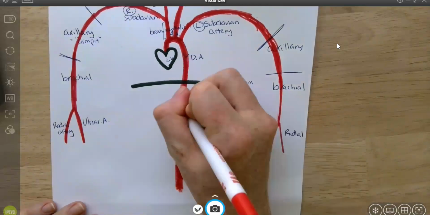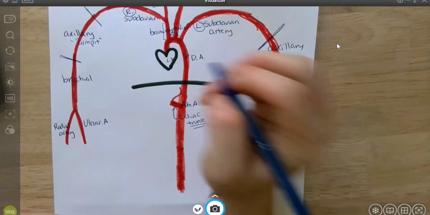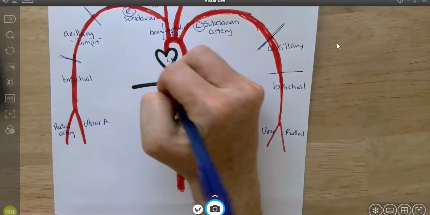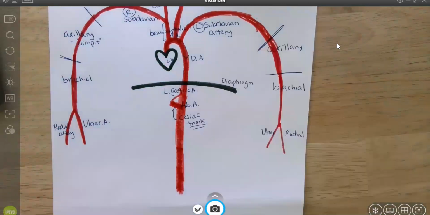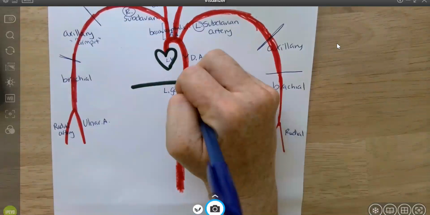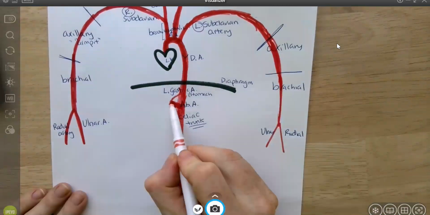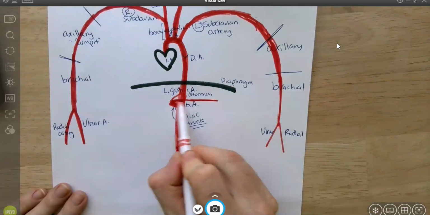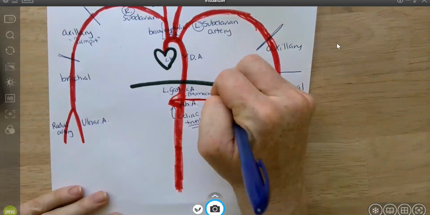You have one that goes up. The one that goes upward is going to be called the left gastric artery. The left gastric artery is going to go to the stomach. Then you have another branch of the celiac trunk that's going to travel left, and it's going to travel left until it reaches the spleen.